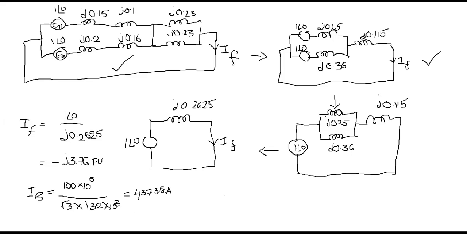Okay. Now, after obtaining the fault current in terms of per unit and the base value in terms of amperes, the actual value IF actual is equal to the per unit value 3.76 multiplied by 437.38.